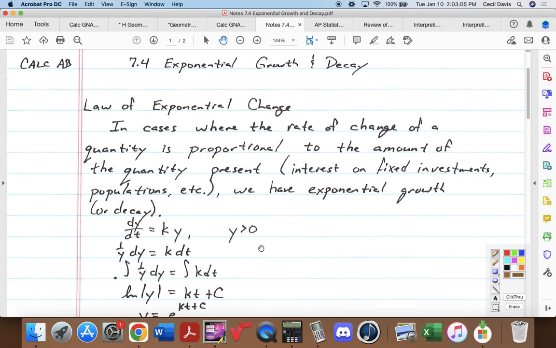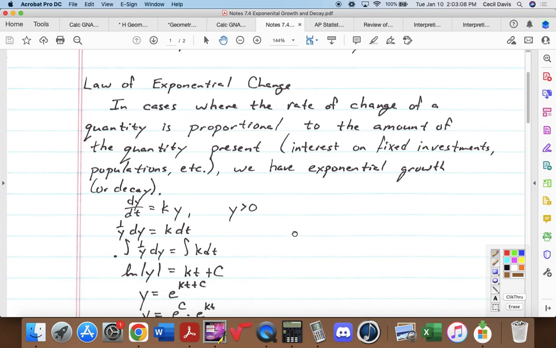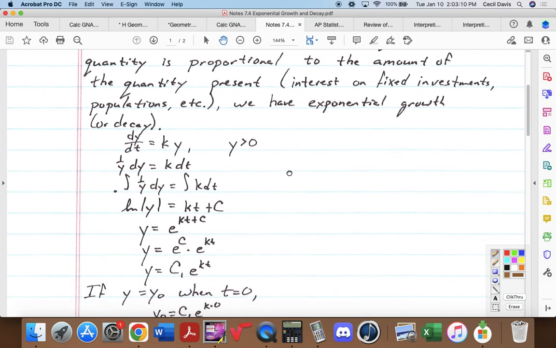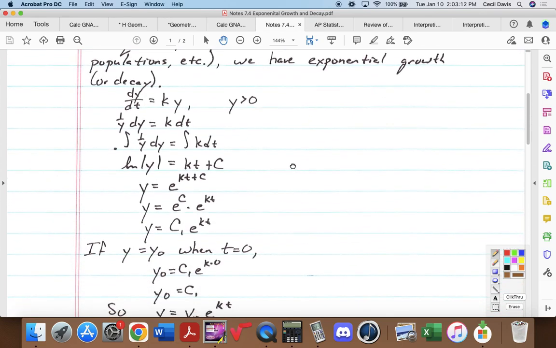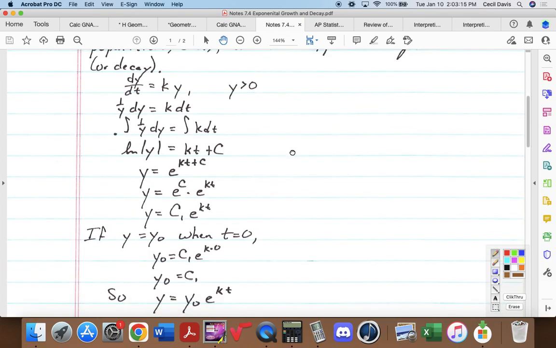Okay? So let me show you that it turns out, we'll go through this. I'll lead you through the steps. We have dy/dt is equal to k times y. So just like we were doing, we divide by y, we multiply by dt. So we have the integral of 1 over y dy is equal to the integral of k dt. So we'll have the natural log of the absolute value of y is equal to kt plus c.